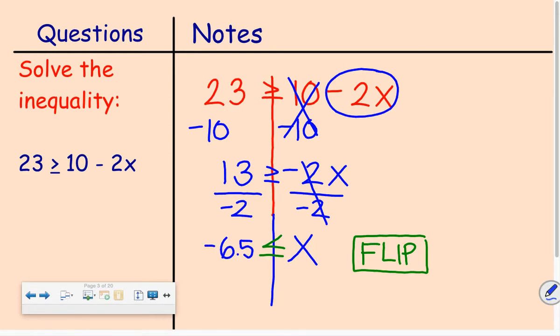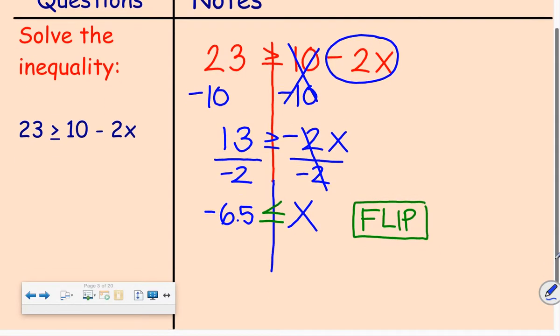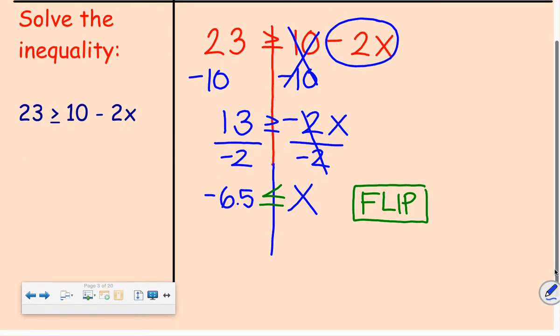Now, before I'm all done, I am going to rewrite it. We don't have to graph, but no matter what, I'm still always going to rewrite my answer so x is on the left. So x is greater than or equal to negative 6.5. Always rewrite it if your variable's on the wrong side.